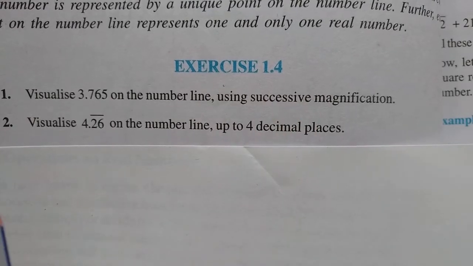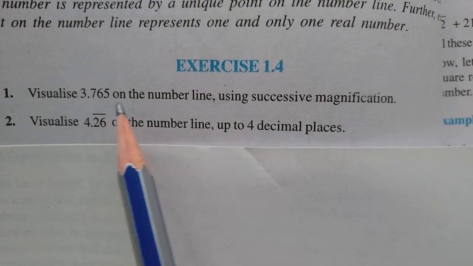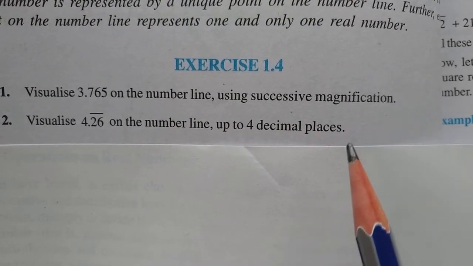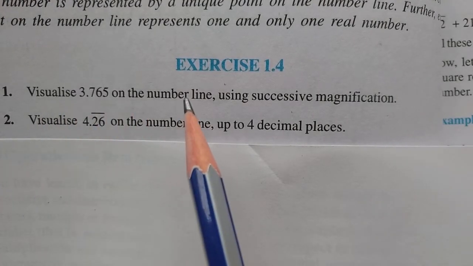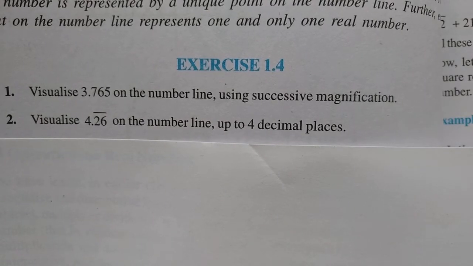Exercise 1.4. Question is this: visualize 3.765 on the number line using successive magnification. Children, before we start this sum, let us understand one example given in our textbook.